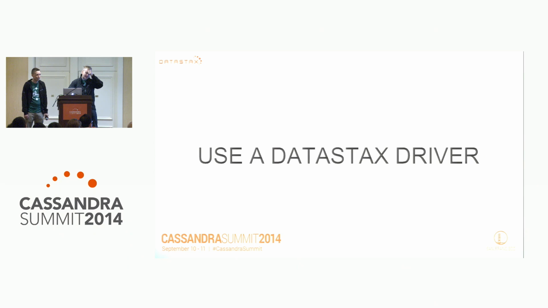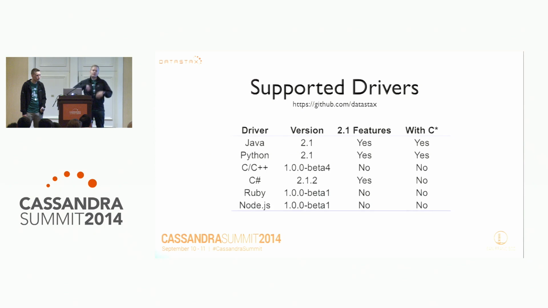The reason why is thrift is synchronous, it's old, it's kludgy. You're never ever going to get the high performance that you want. Like Jonathan was showing during the keynote, you're going to get double the performance simply by switching to a DataStax driver.